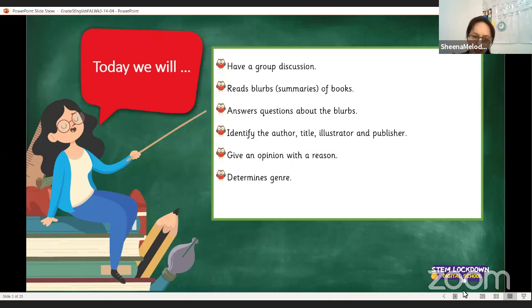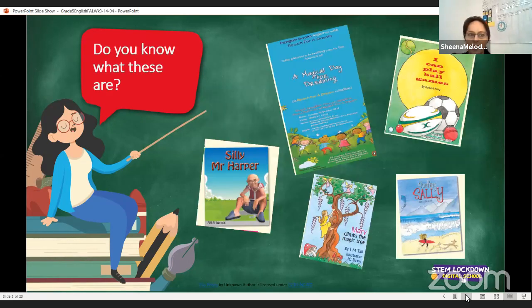Determine genre. Now, I know genre sounds like a strange word. Genre actually just means what type of book. Is it a true story, which is nonfiction? Is it fiction? Is it a fable? Is it a fantasy? Is it a folk story, legend, a myth? Okay, so those are your different genres. You'll be using that a lot when you do book reviews, and matching words with the meanings just to see if you can understand them.